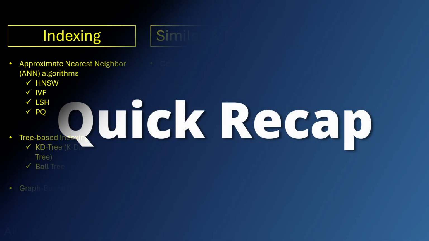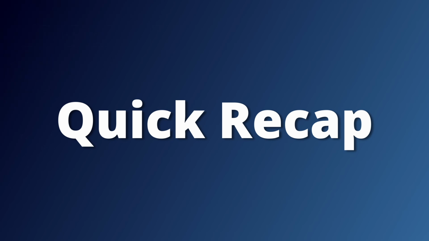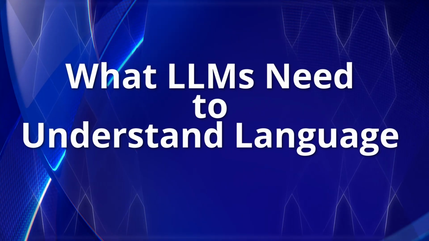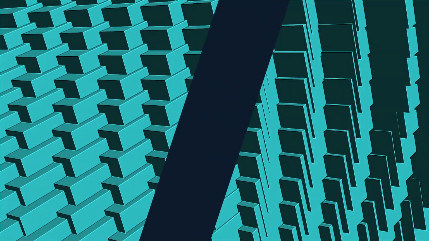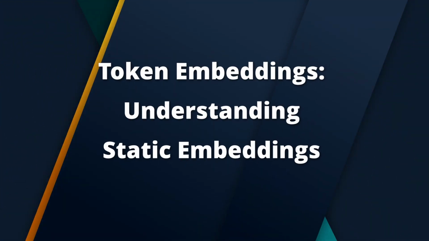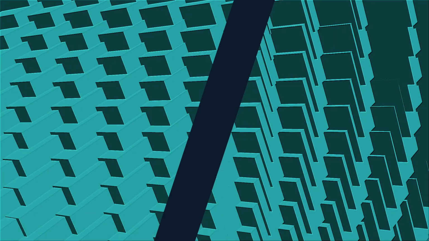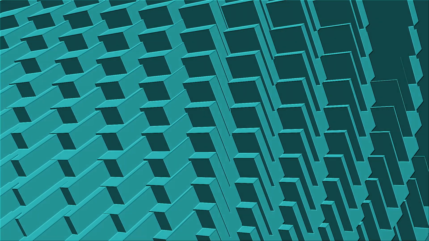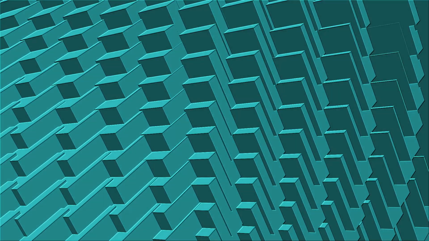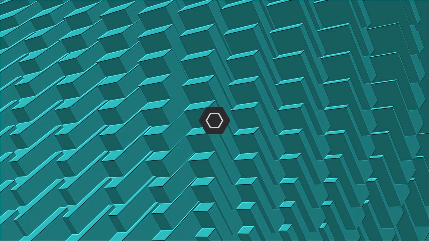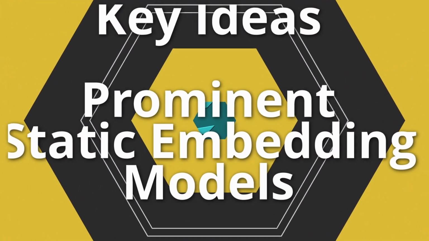So with that, we have come to the end of this video. Now a quick recap of what we have gone through so far. We have covered what LLMs need to understand natural language. We have talked about token embeddings and understanding static embeddings. We shared concept, intuition, and vector space insights for static embedding. We shared key ideas behind prominent static vector embedding models. We shared a coding demo about creating static embedding from training data.